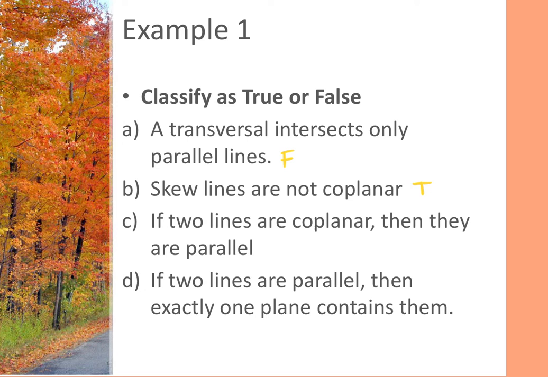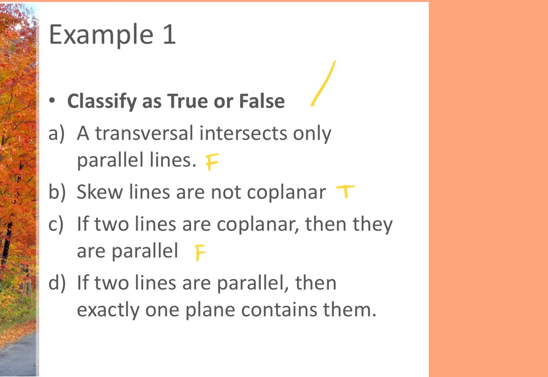C, if 2 lines are coplanar, then they're parallel. False. There are lots of kinds of lines that can be coplanar, right? Like if I have a plane, this line and this line can be coplanar. They're intersecting. They are not parallel, right? Perpendicular lines would be coplanar that also are not parallel.